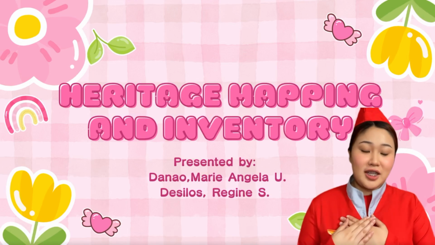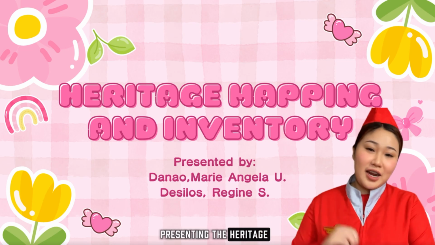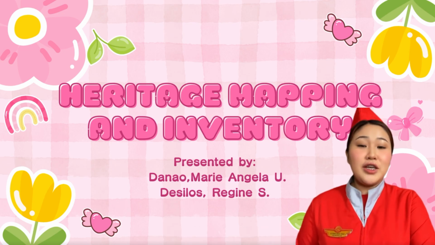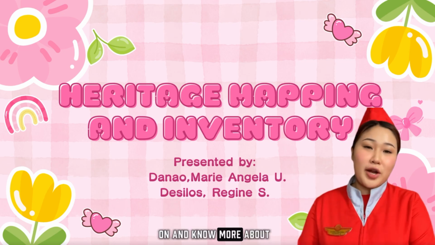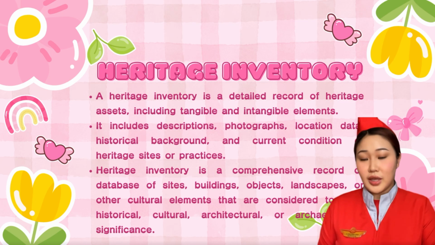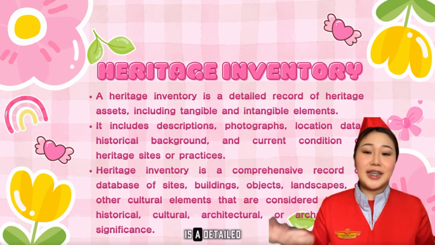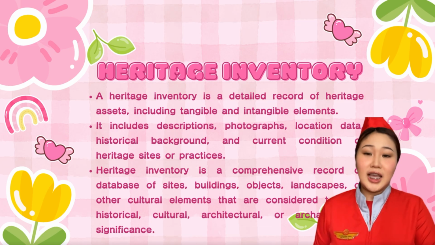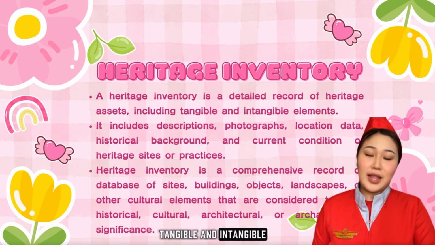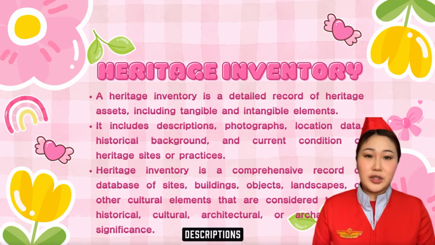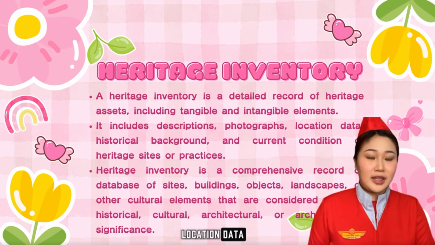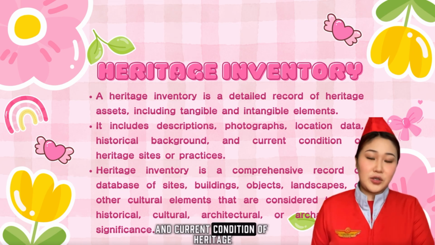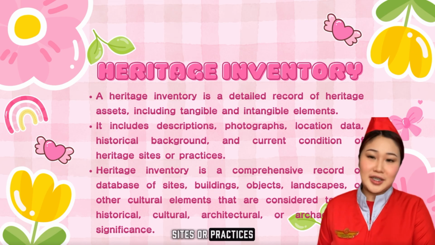I am Marie Angela Denau and will be presenting the heritage mapping and inventory. So now let's move on and know more about heritage mapping. A heritage inventory is a detailed record of heritage assets, including tangible and intangible elements. It includes descriptions, photographs, location data, historical background, and current condition of heritage sites or practices.